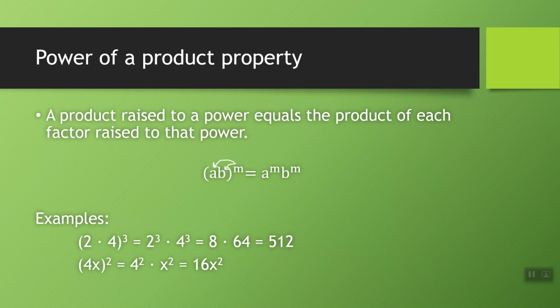In the next example, 4x all being raised to the power of 2. So we're squaring 4 and we're squaring x. 4 squared is 16, so we end up with 16 times x squared. I'll break this one down as well why this works. So this would be if we have 4x raised to the 2nd power, that means we have 4x times 4x. Multiplication can be done in any order. I can rearrange 4 times 4 times x times x. So there you get 16x squared.